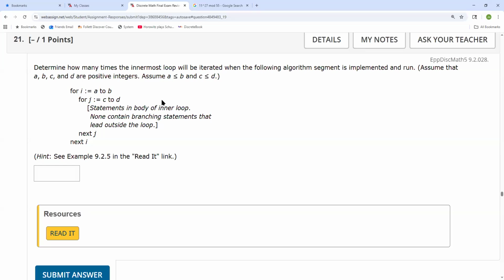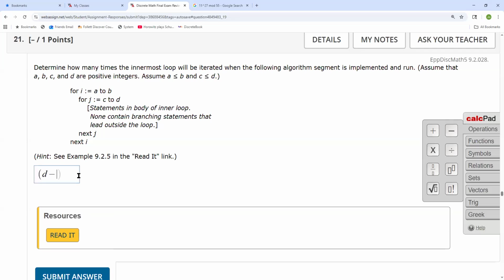It'd run for 3, 4, 5, 6, and 7, which is 5 times. How can you get 5 from 3 and 7? Since it includes 3 and 7, you have to add 1. Basically, 7 minus 3 plus 1 would equal how many times it runs, right? So this would be equal to D minus C plus 1. That's how many times the loop on the inside runs the first time.